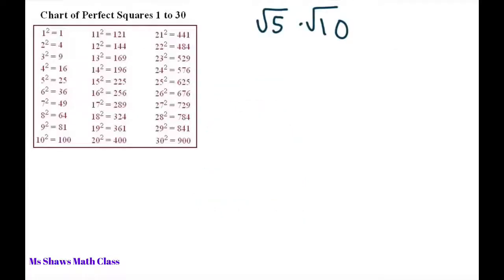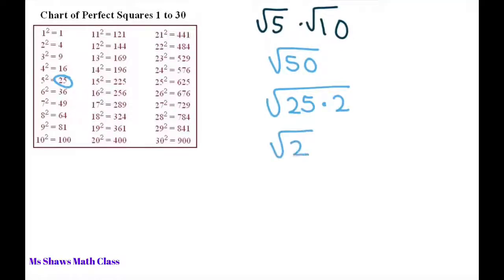With your properties, you can just multiply these two together since they're both square roots, and that's going to be square root of 50. And when you have a square root of 50, that's usually going to be divisible by 25, so I can rewrite that as square root of 25 times 2. You can always break it apart, and you can always put it together. So square root of 25 is 5, then you have a square root of 2.